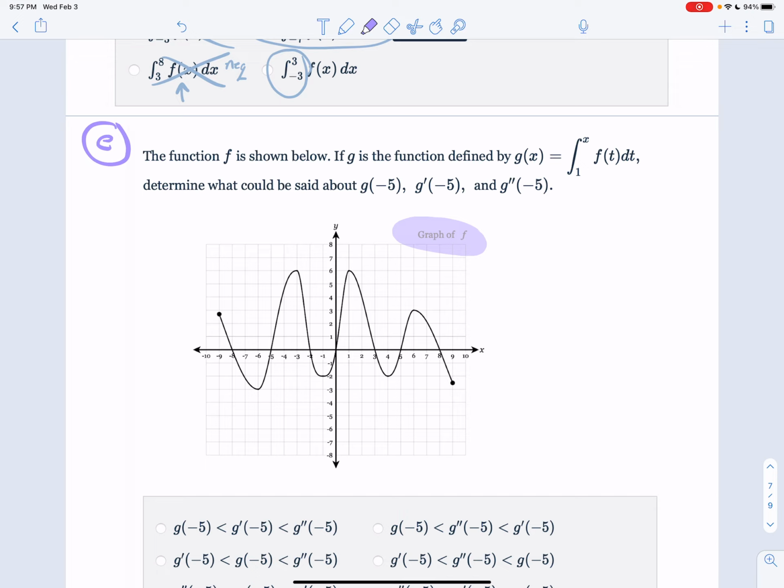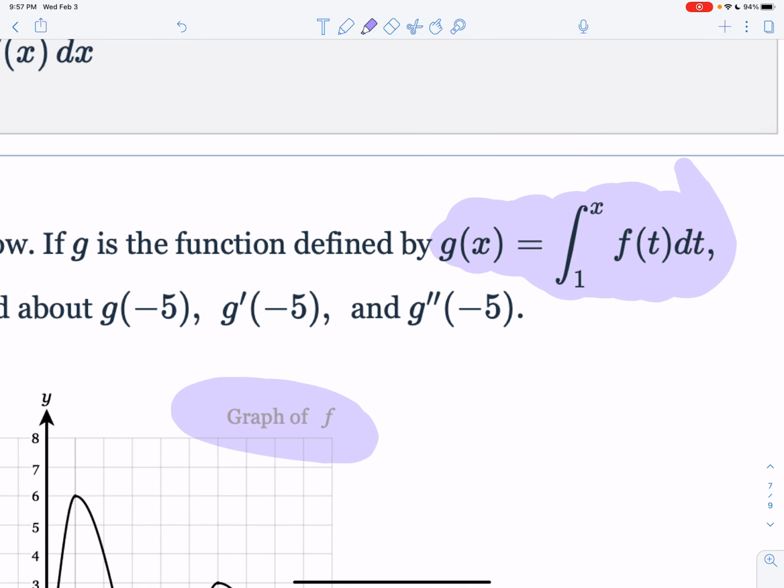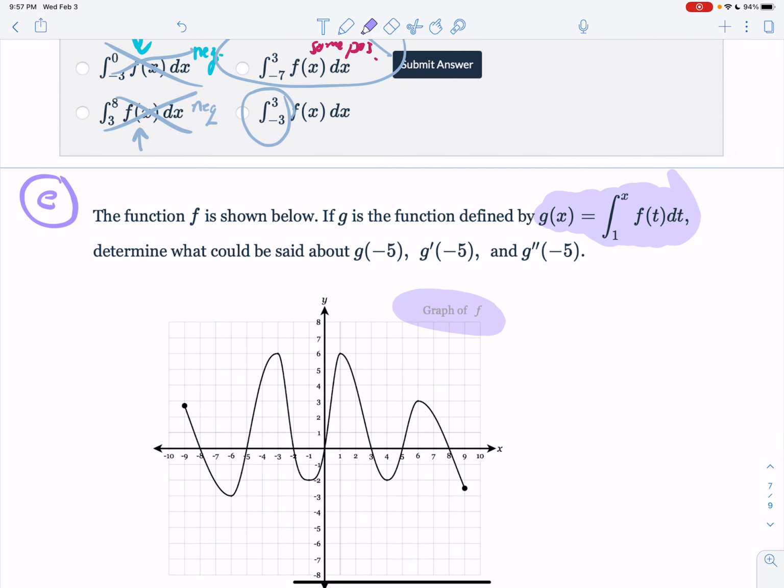So this one here is super popular, especially on the FRQ section, the free response section, okay? So here we go. So if g is the function defined by, so they tell us that g of x is an integral from 1 to some number x I don't know, okay? Then they're going to ask you, what can we say about 3 things? What can we say about g of -5, g prime of -5, and g double prime of -5? And we'll tackle this one by one here, okay?